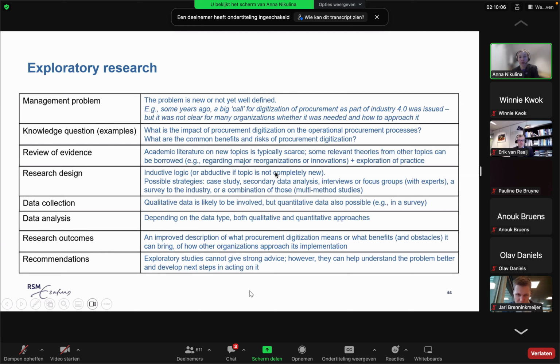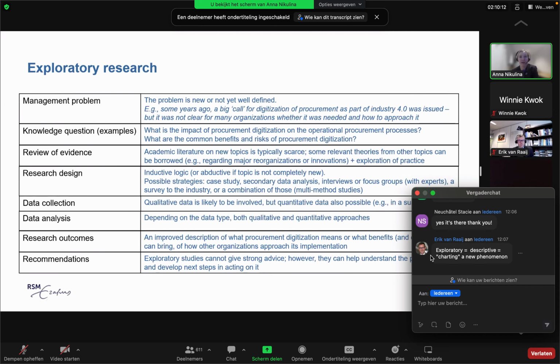And when you talk about recommendations for management, exploratory knowledge cannot give a very strong advice, yeah, because you are very far still from proving how something works. You're just exploring how something works. But it can, of course, still help the managers to understand the problem better, to structure it better, and to really see what's the next step in developing the solution to it, for example.